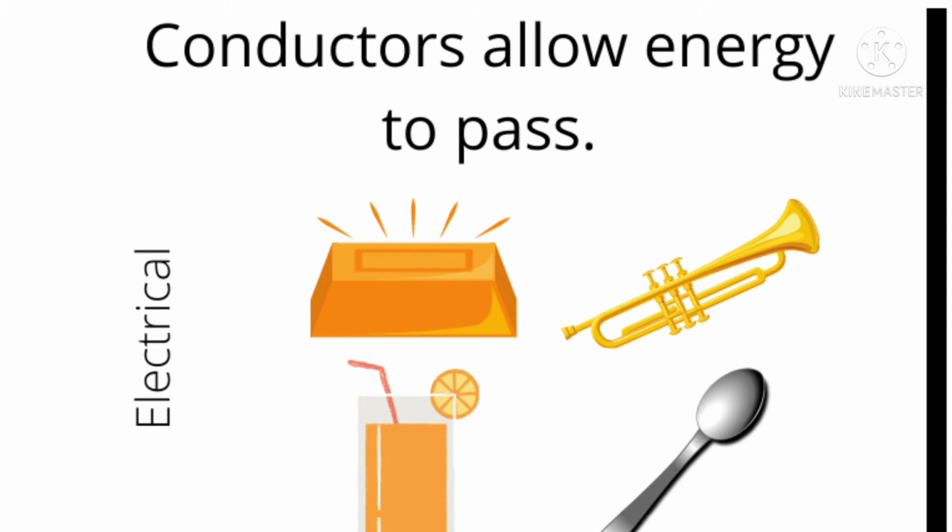For conductors, number 1, materials that allow heat and electricity to pass through them. Most materials that conduct heat are metals because their electrons can flow easily. Examples of conductors: nail, metal spoons, and other metal objects.